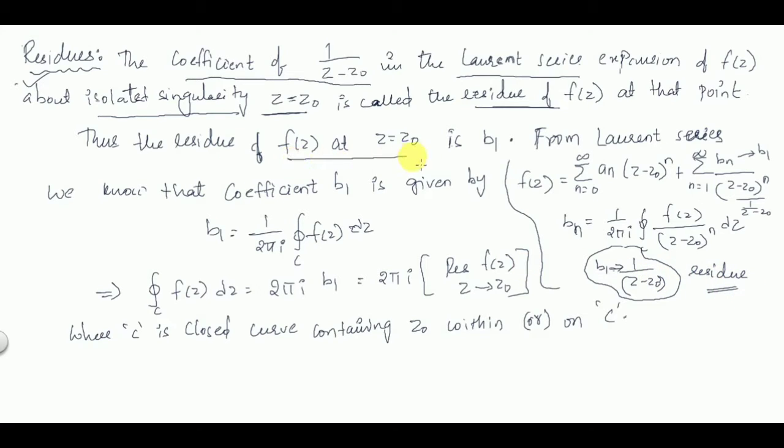So the residue of f of z at z is equal to z naught is b1, and from the Laurent series we know that just substitute n is equal to 1 here, so you'll get b1 is equal to 1 by 2 pi i integral f of z dz. Because z minus z naught whole power n will be cancelled off, so you'll get like this, right? So integral c f of z dz is 2 pi i into b1. 2 pi i just send to the left hand side, so you'll get like this. So 2 pi i into residue of, so what is b1? b1 is called as residue of f of z at z is equal to z naught.